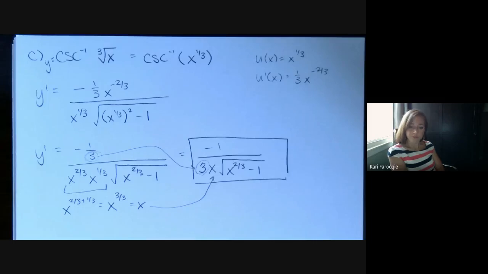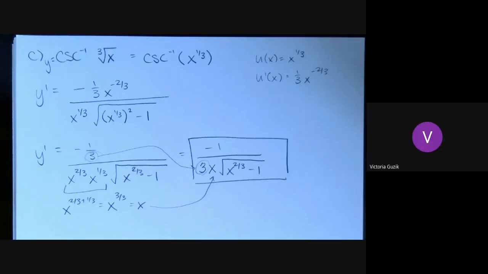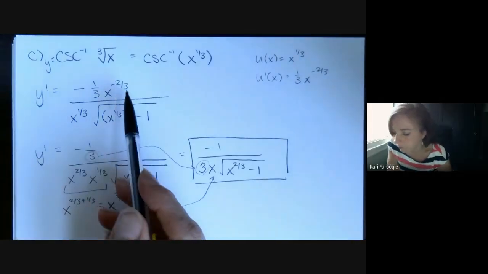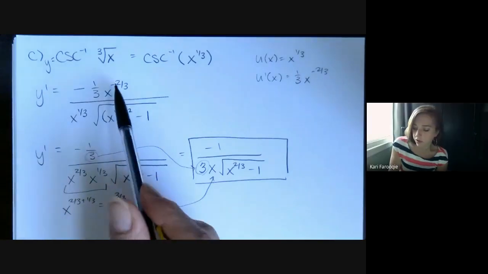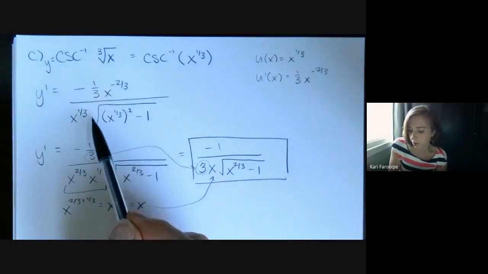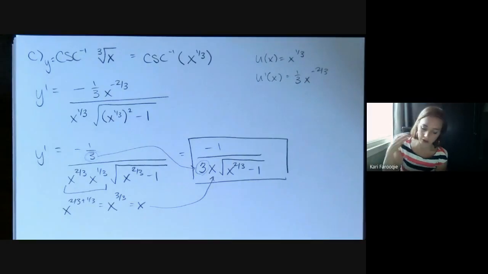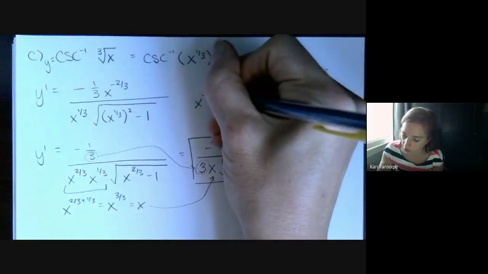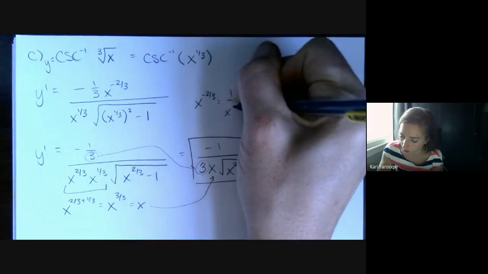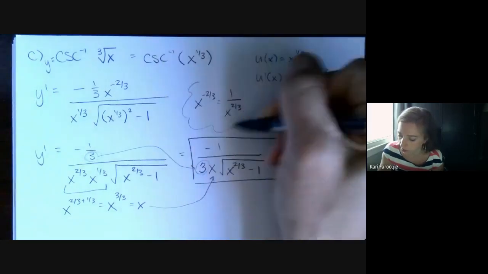Go ahead, Victoria. I just wanted to ask, how did you get rid of the x to the -2/3 from the previous step? From here? Mm-hmm. Yeah, so if I want to make the exponent positive, I just have to bump the expression down into the denominator. Anytime I want to change the sign of the exponent, I need to just switch its position in the fraction. So x to the -2/3 is equal to 1/x to the +2/3.